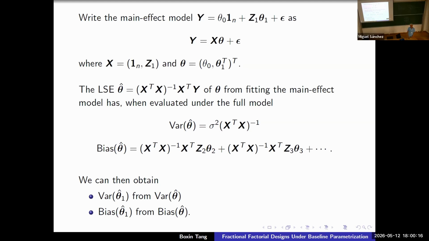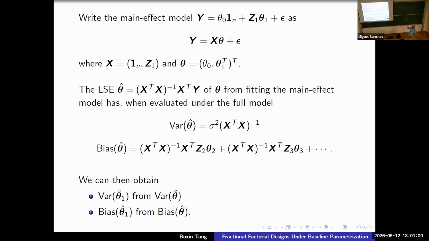But we fit the main effect model, while the true model actually is the full model. Under the true model, the least squares estimator is biased. If you calculate the bias, it has theta2 in it, and theta3 in it. The first term, which has theta2, is the contribution of the bias due to two-factor interaction. The next term, which has theta3, is the bias due to three-factor interaction. If the main effect model is correct, then there's no bias.